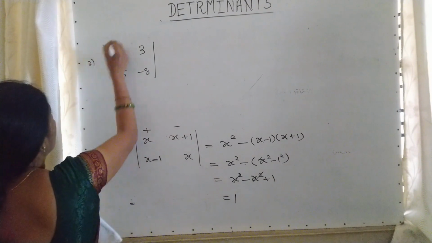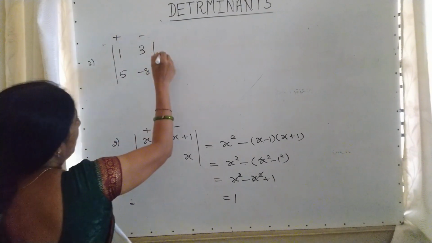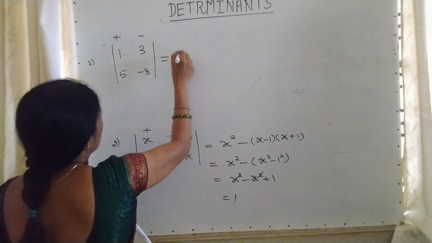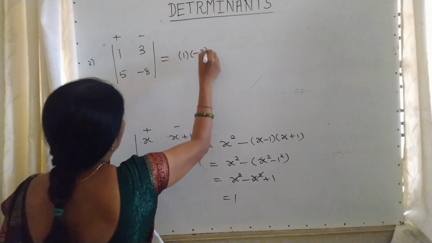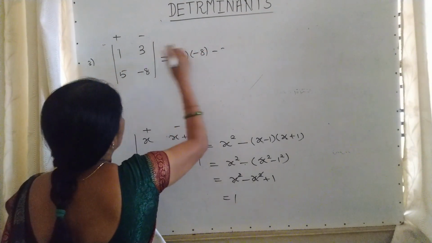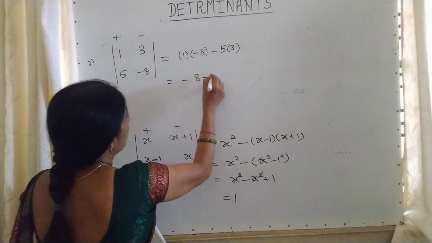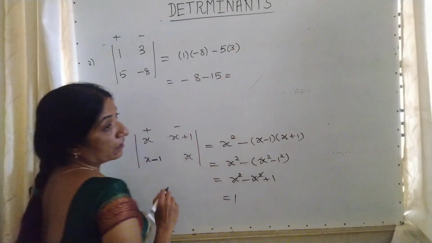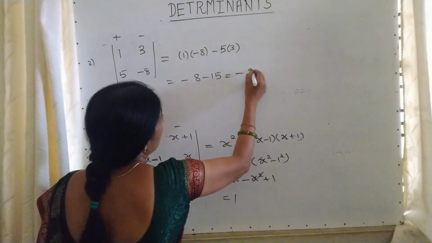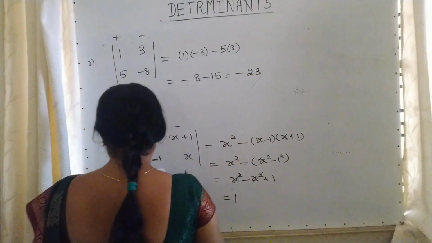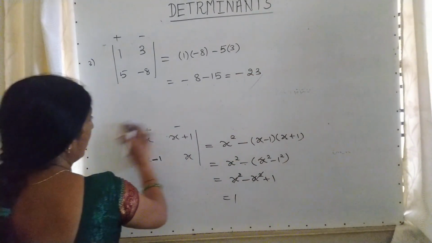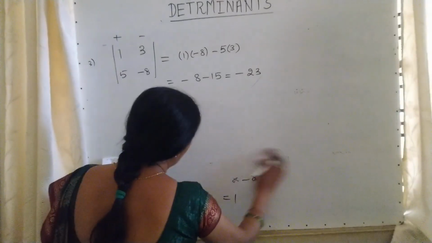So this is the third example. On the top, plus minus as usual. 1 into minus 8. Middle, minus 5 into 3. Yes, it is minus 8 minus 15. What is the answer? Minus 23. Remember, it is not the modulus. That's why we are getting a negative answer also.